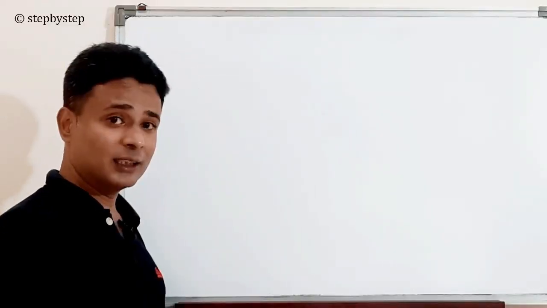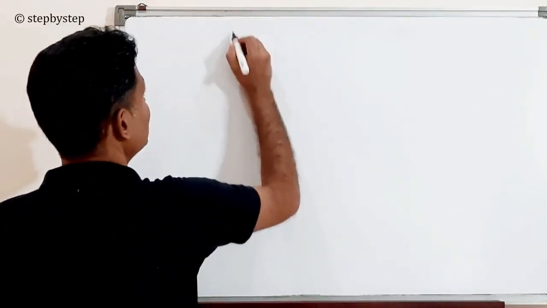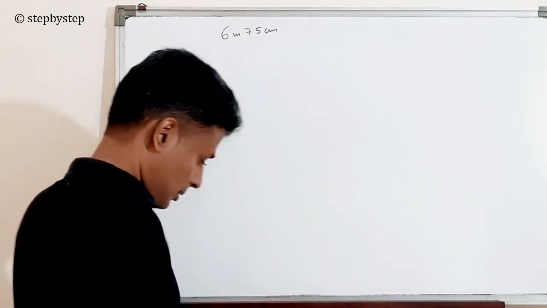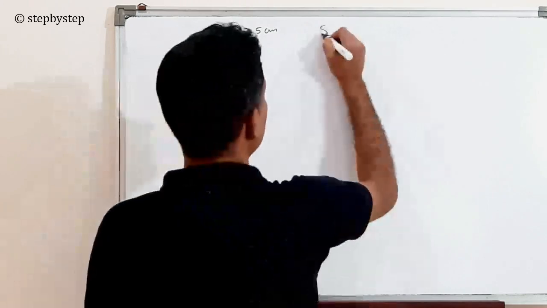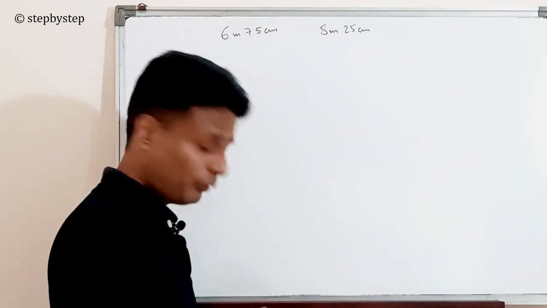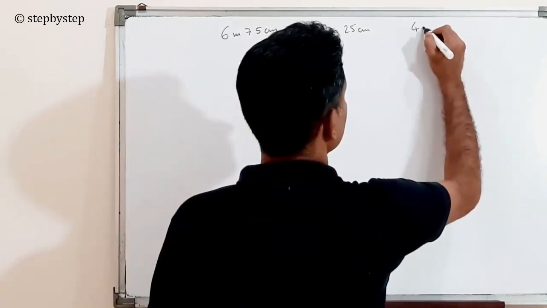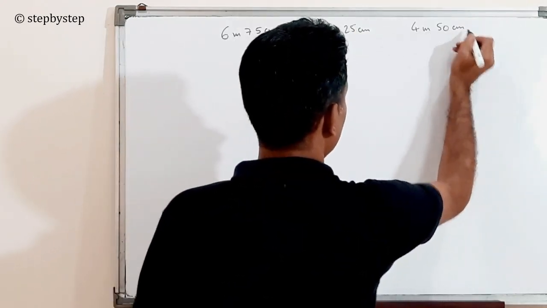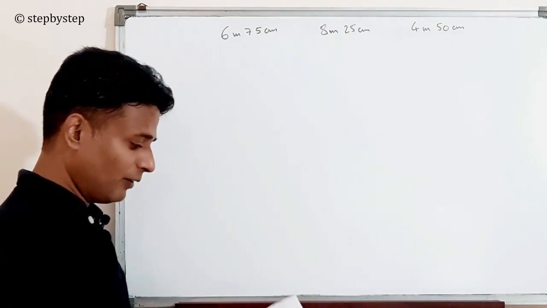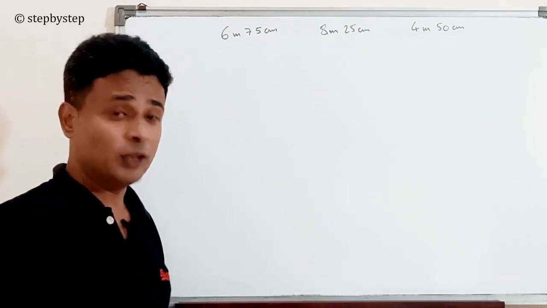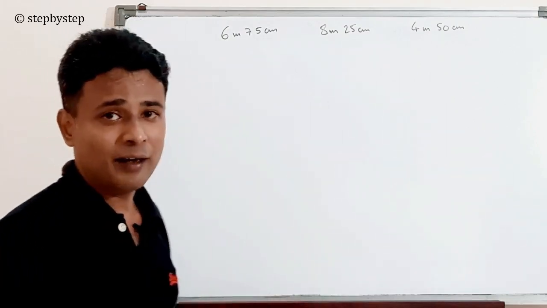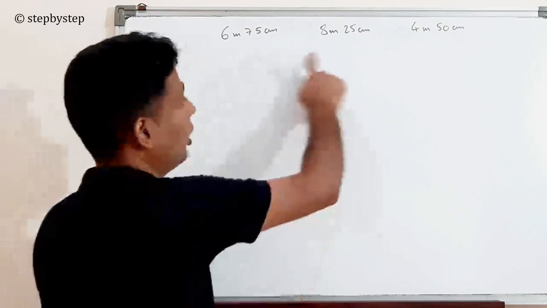The lengths of 3 rods are 6 meter 75 centimeter, 8 meter 25 centimeter and 4 meter 50 centimeter. Alright, they have given us 3 rods, each having these lengths. Now they have asked us to determine the length of the longest rod which can measure all 3 rods accurately. So what is the longest rod which can measure all 3 accurately?